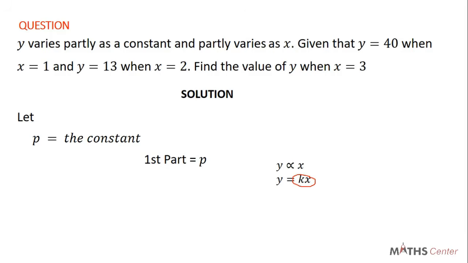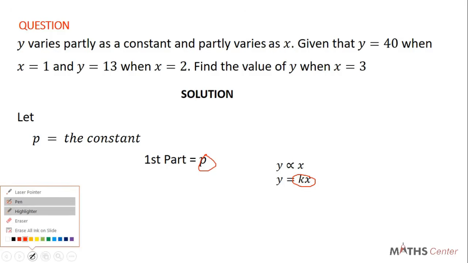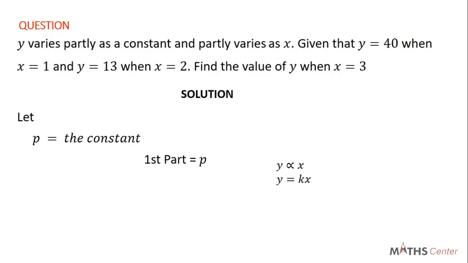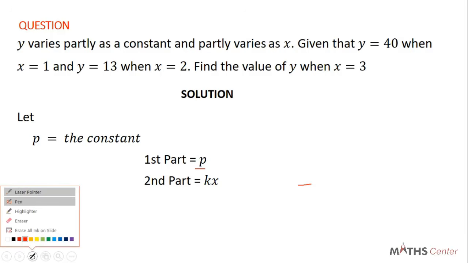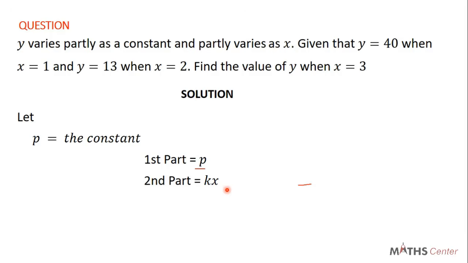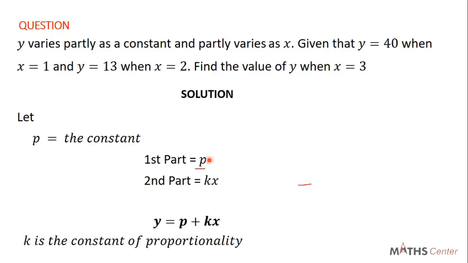So for the second part of this variation, y is kx. For the first part, y is p. So the first part of the variation is p, and the second part of this variation is kx. That means that y is equal to p plus kx, where k is the constant of proportionality. So we have two constants here: the first constant, which is p, and k, which is the constant of proportionality.